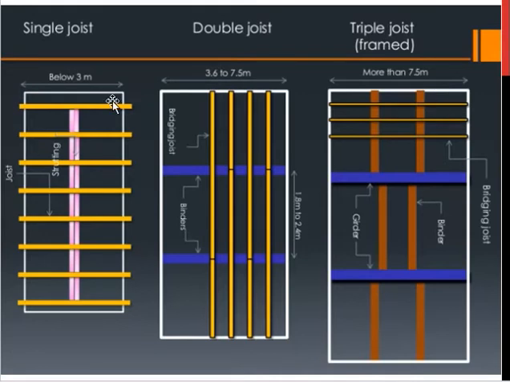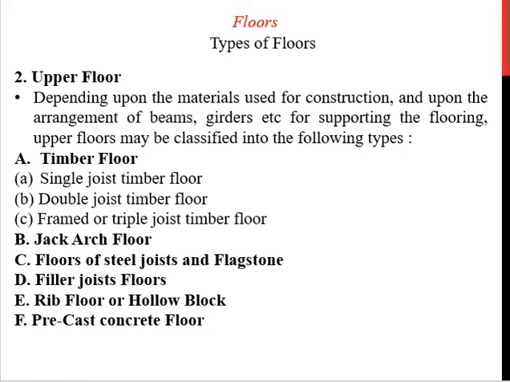So these are basically the three types of timber flooring: single, double and triple joist type of flooring, that we go for if you are constructing a two-story or three-story type of building. Then this comes under the timber floor.